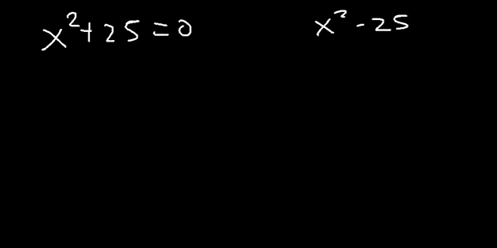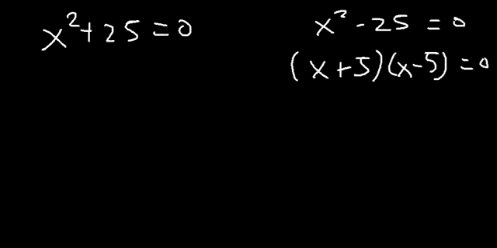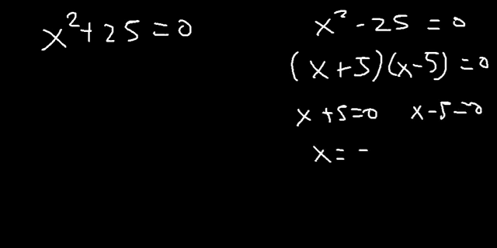Now let me show you another way to get that same answer. Let's say you have x squared minus 25. This is a difference of perfect squares. To factor it, it would be x plus 5 and x minus 5. And then you have x plus 5 is equal to 0, x minus 5 is equal to 0, and if you solve for x, it's negative 5 and 5.